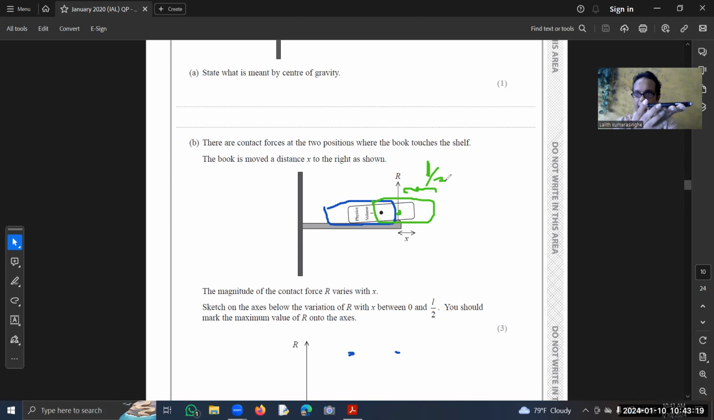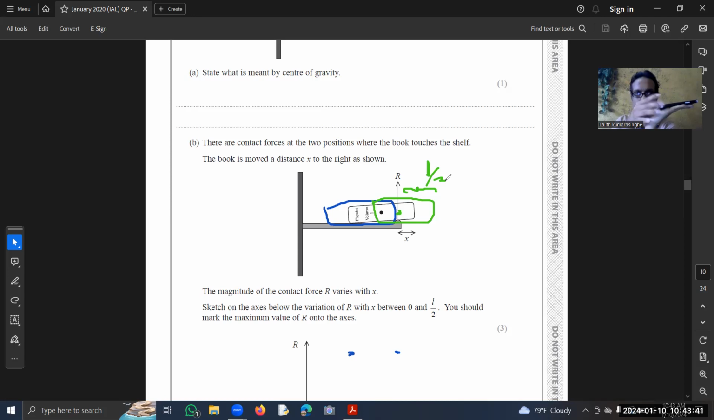Try to check the diagram. From what you see, which shelf is there. We'll be moving it. We can move this until half of that. So at that time, at this edge, the center of gravity is aligned. After that, it will topple over.